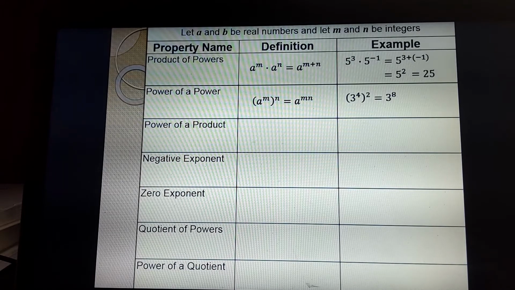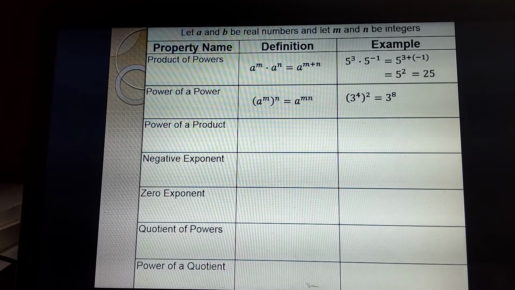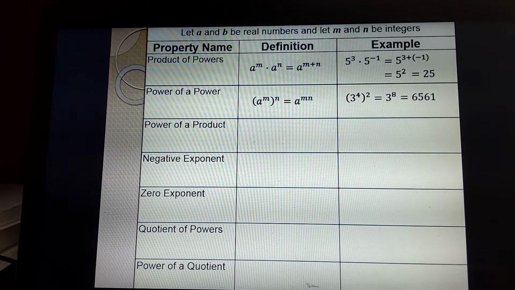So it might look like this. 3 to the 4th squared. Keep the 3, multiply the 4 times 2, you get 8. And then you can use your calculator. What's 3 to the 8th? 6,561.